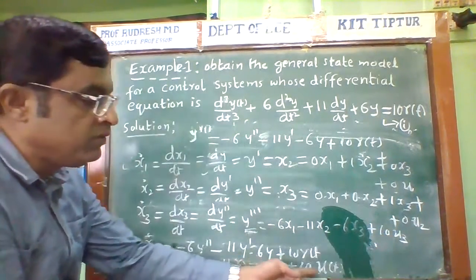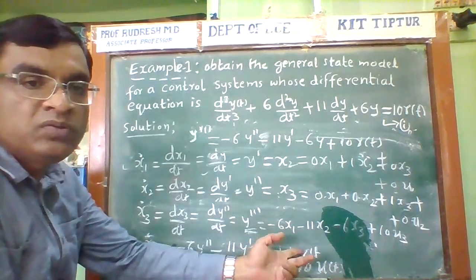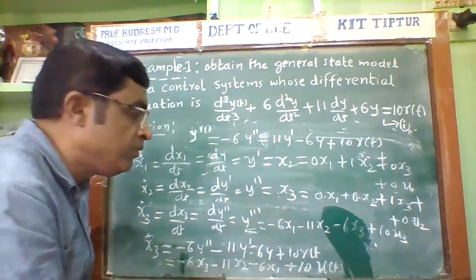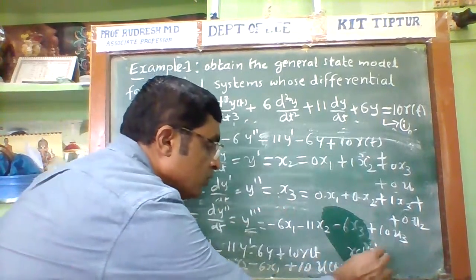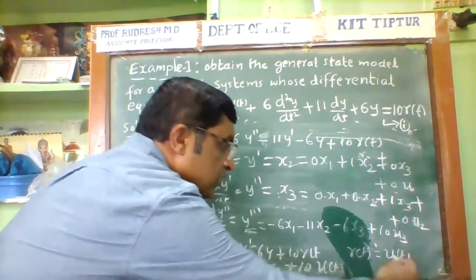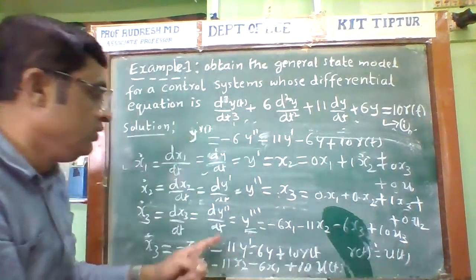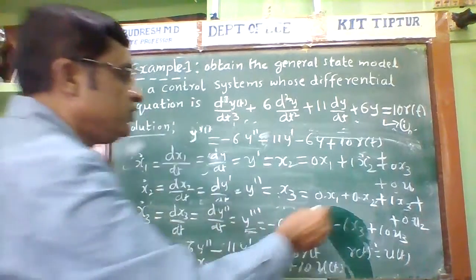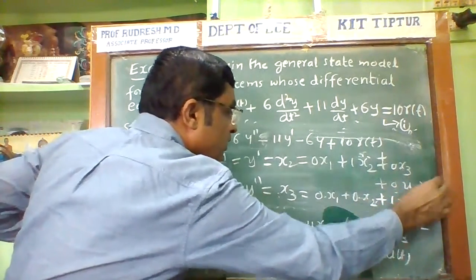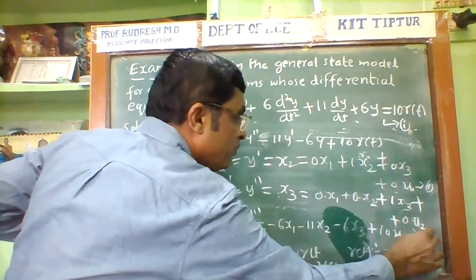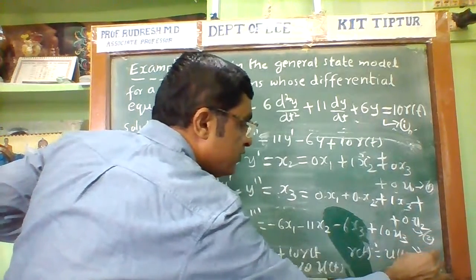R of t is nothing but the input. Therefore, in the state model, instead of r of t, we use u of t. Now this is equation 1, this is equation 2, and this is equation 3.